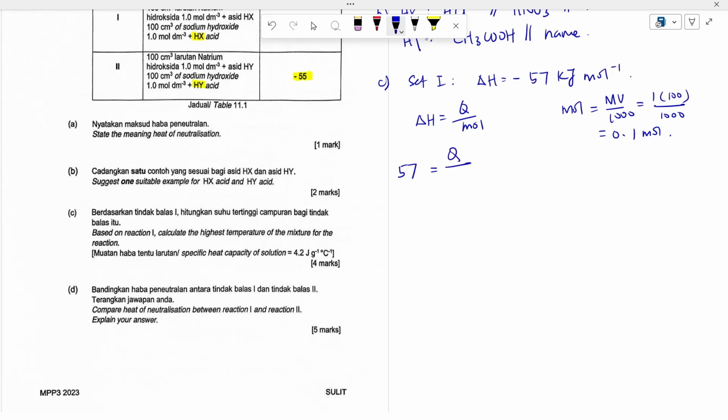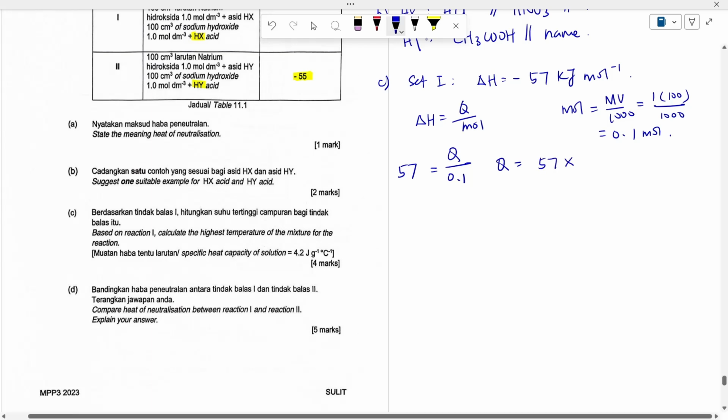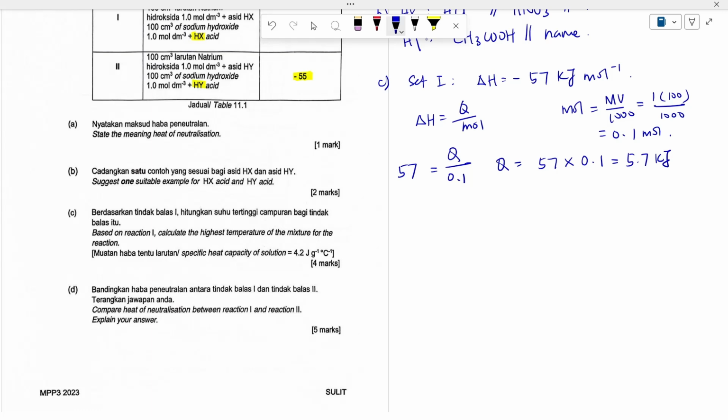Q you need to find, mole is 0.1. Then we can find the Q. Q is 57 times 0.1, so equals 5.7 kilojoule or 5700 joule. And then if we know the Q already, we can replace in Q equals mc theta.